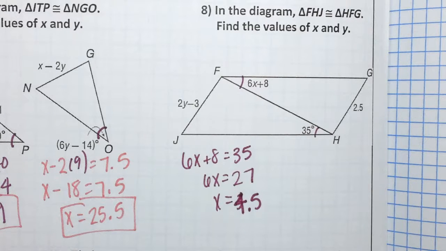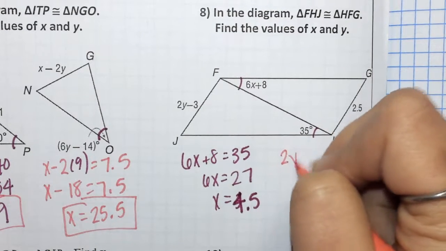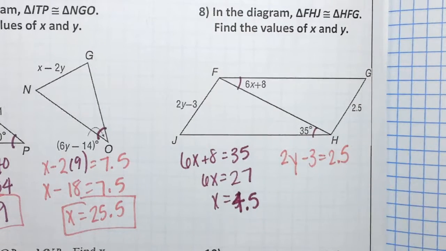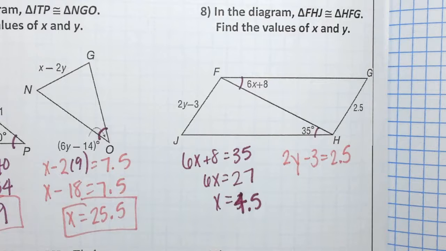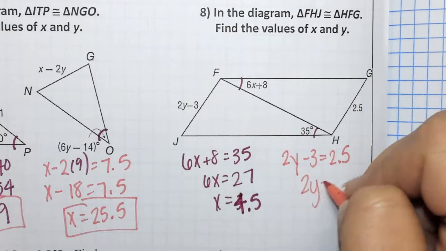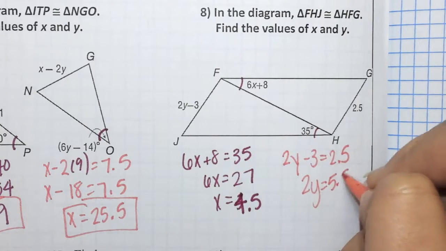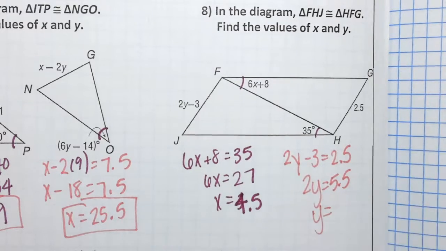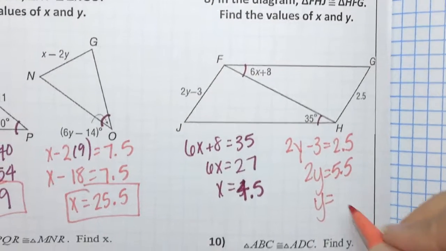4.5. Now, what would I do with 2y minus 3 and 2.5? They're equal to each other. Why would I set those equal to each other? Because they're congruent. And if they are congruent, that means they are equal, and then we set them equal. Does everybody see what I did? Yes. Okay, what would I do from here? So you get 2y equals... and then y equals 2.7.